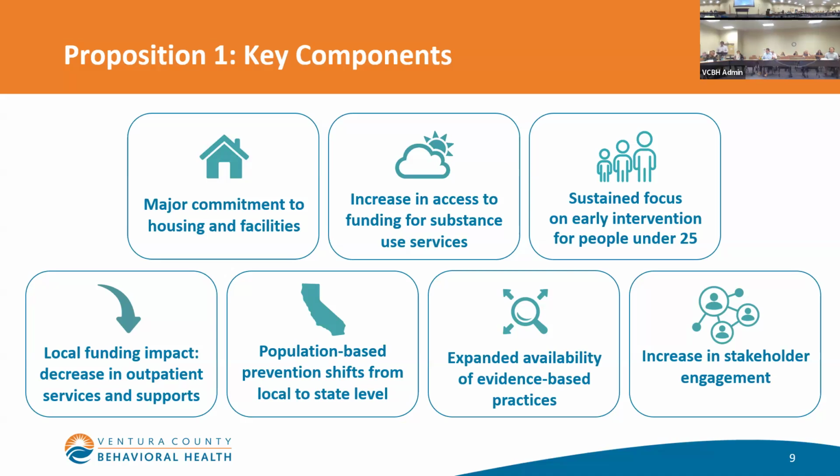So we've talked about some of these elements already, but I just want to make a few things a little bit more explicit. The first is that there are new and major commitments to housing in BHSA that just weren't there before. There was certainly funding that was being used to support housing, but it wasn't in the Mental Health Services Act. It was from elsewhere. There's also a focused increase on substance use services, as I mentioned. And there's a sustained focus on youth under 25, but really with an orientation toward interventions and services and less so on the prevention side.